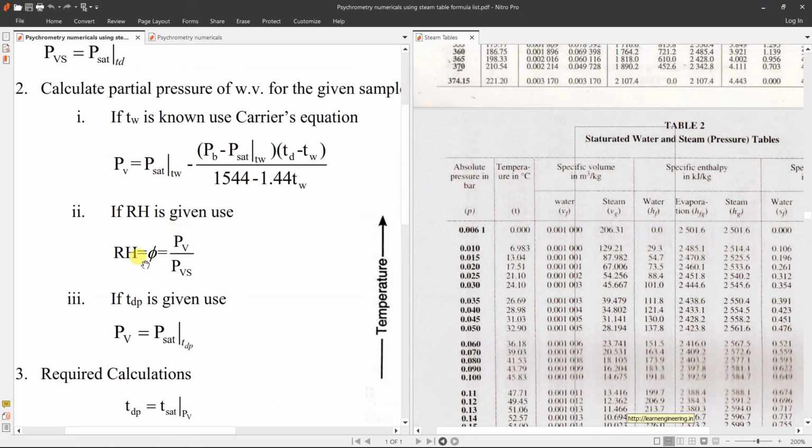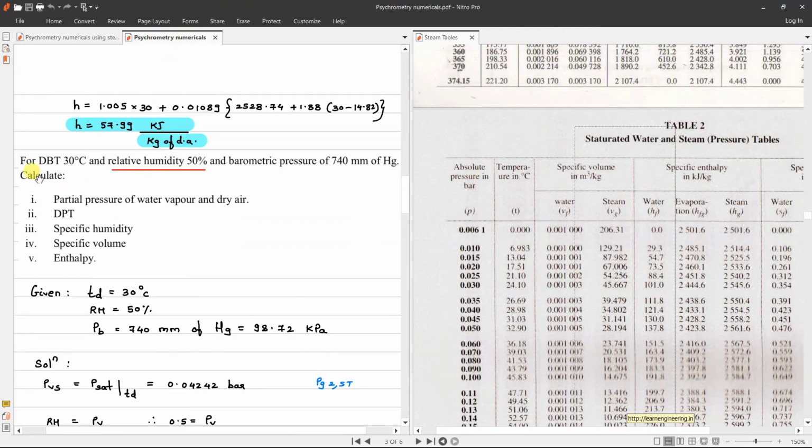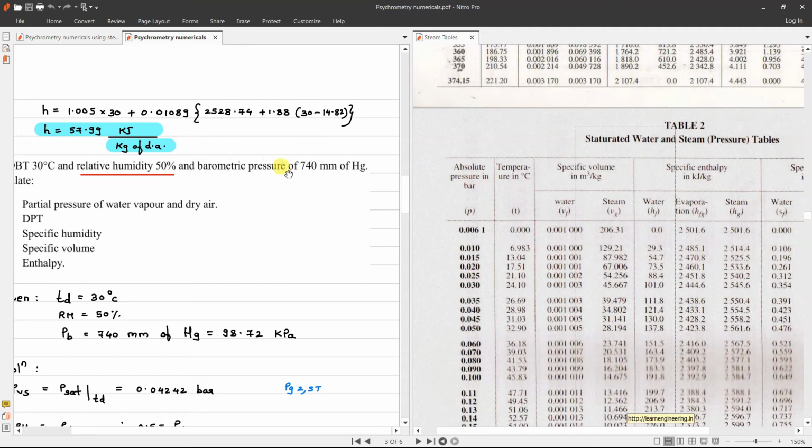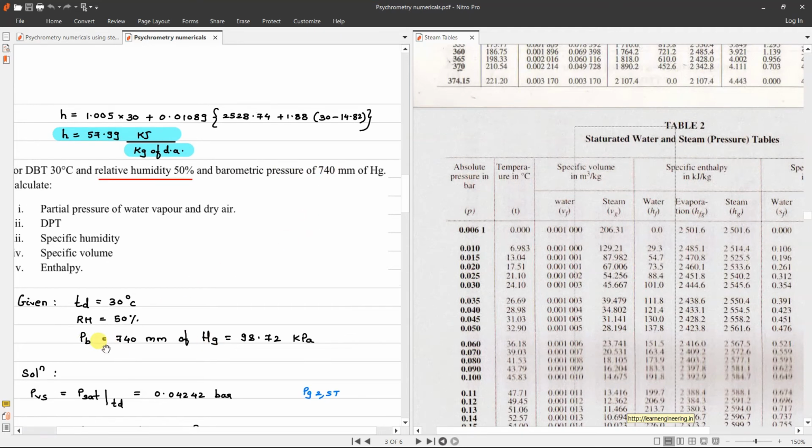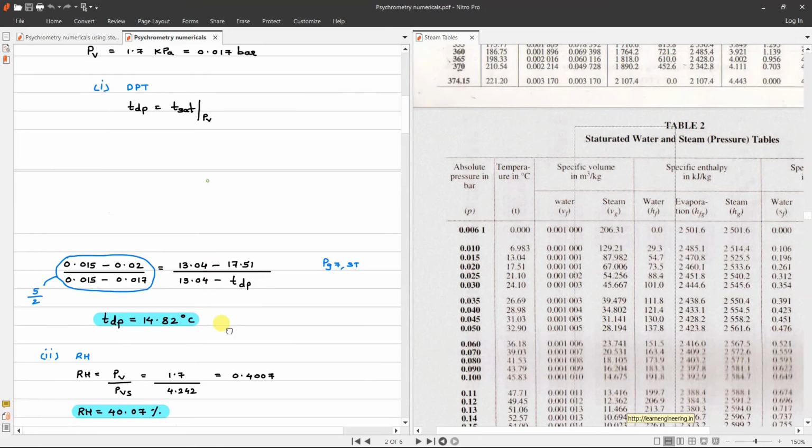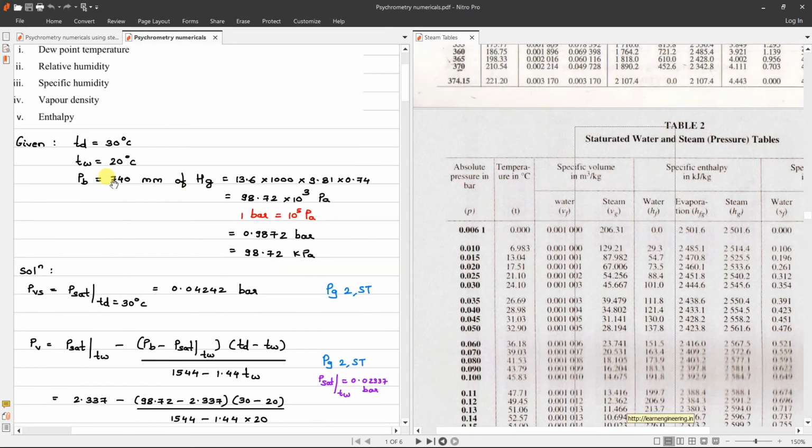Okay, so using RH equal to PV upon PVS, we have to calculate the PV value. So we'll go back to the numerical. Dry bulb temperature TD is 30 degrees Celsius, RH is 50%, barometric pressure is 740 millimeter of Hg. So the PV value we can calculate. In the previous question also we had 740 millimeter of Hg. So how to calculate that in kilopascal? 740 is millimeter of Hg.